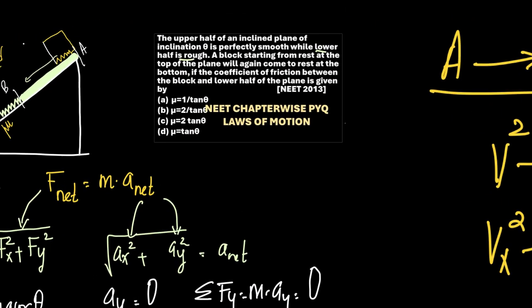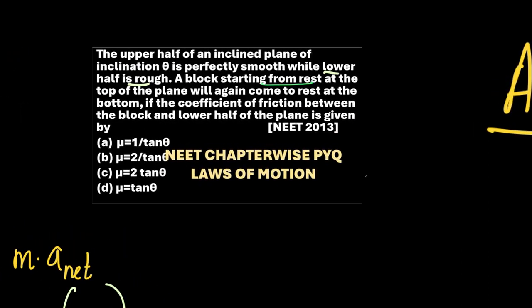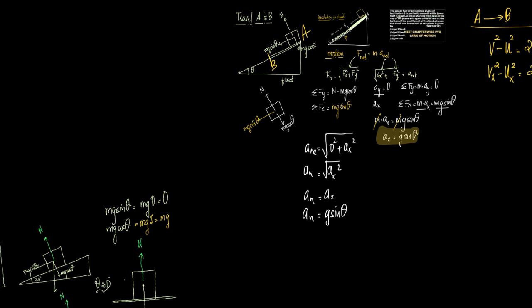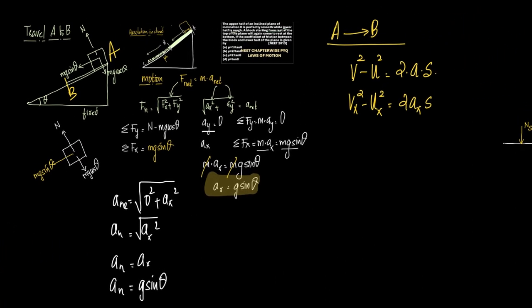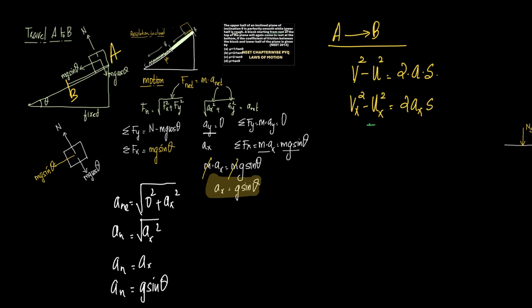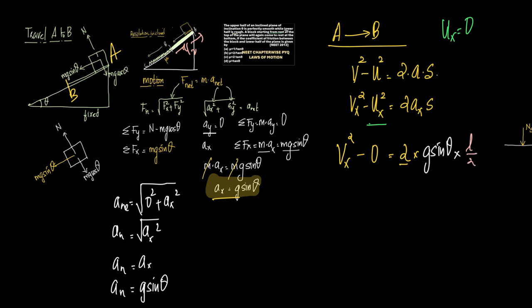Now, since the object is starting from rest, we can say that ux is equal to 0, right? Since it is starting from rest, ux is equal to 0, which means vx square minus 0 is equal to 2 into, instead of ax, what do we have here? We have derived ax is equal to g sine theta. So into g sine theta into, since it's the upper half, we know that the upper half here is L by 2, right? So this is L by 2.